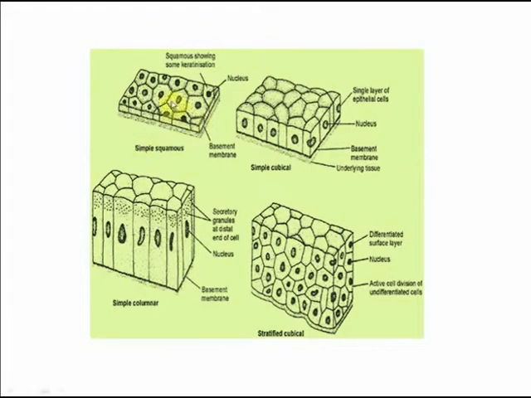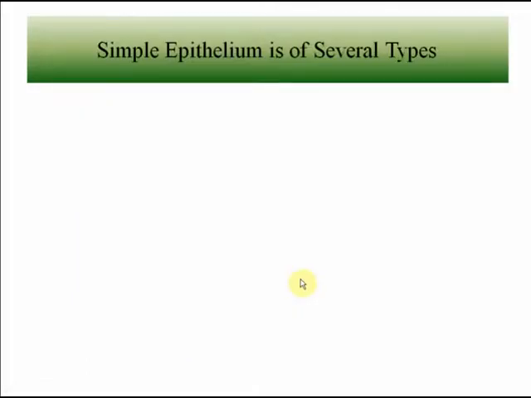Now, you can see here the pictures of different types of simple epithelial cells: simple squamous, simple columnar, stratified cubical, and simple cubical. As I have already told, simple epithelial tissues are generally classified by the shape of their cells, whether it is squamous shape, columnar shape, cuboid-like shape, etc. Now, types of simple epithelial tissue.